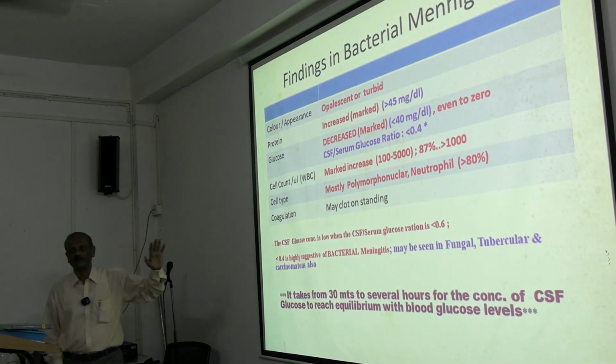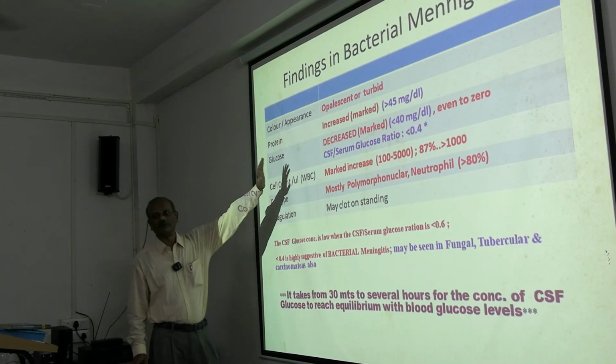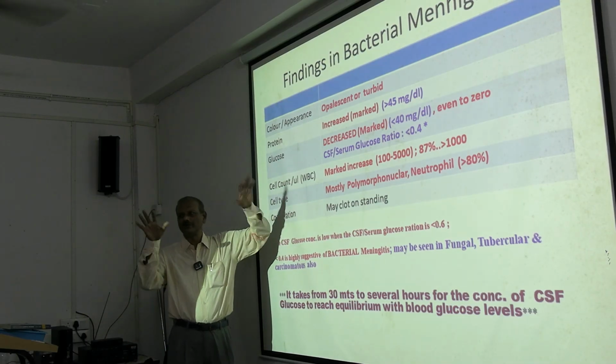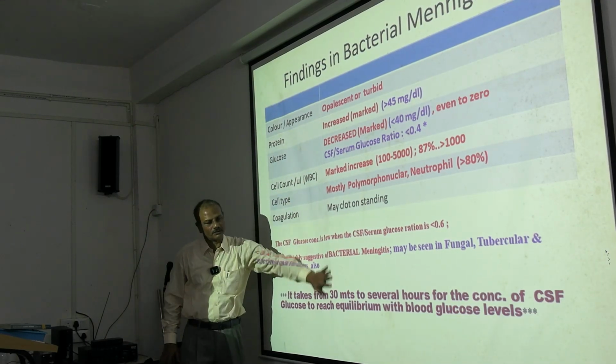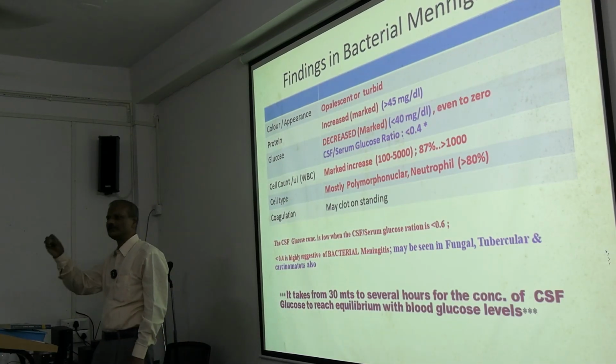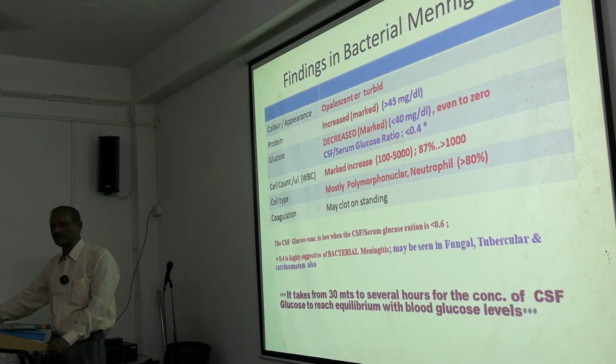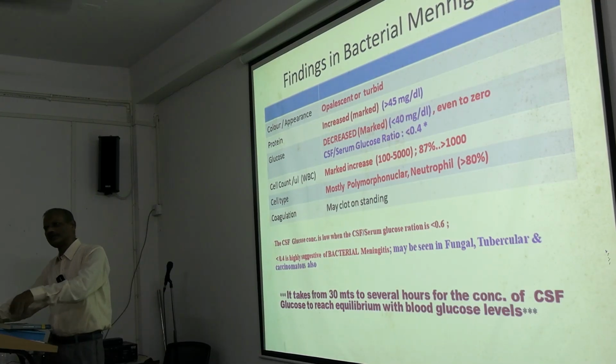Now, findings in bacterial meningitis. It will basically be opalescent or turbid. The moment you see turbid, it is bacterial meningitis. There is no other. You don't need to look at all these other things. Turbid means it is bacterial meningitis. So while you are drawing the LP, at that time you will be able to diagnose.